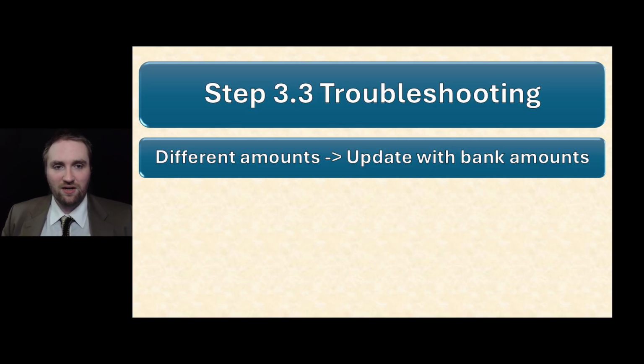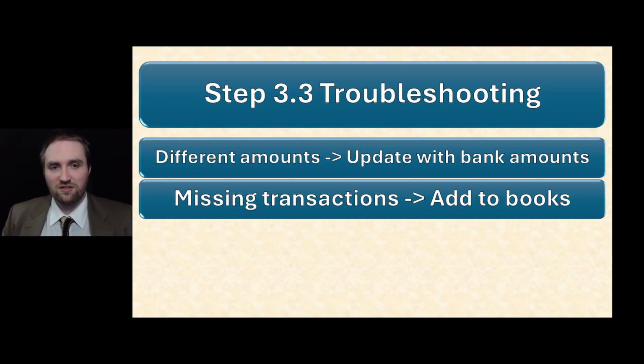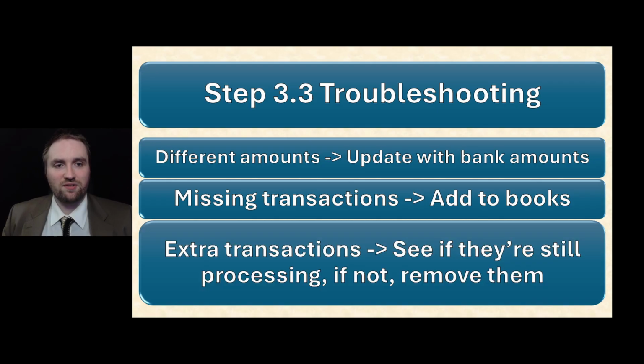If your books have different amounts, update them with the bank amounts. If your books are missing transactions, add them to the books from the account statement. If your books have too many transactions, see if there's anything still processing in the bank, or if those extra transactions landed in the next period rather than the period you're reconciling. If you still have too many transactions, defer to the statement and remove the extra transactions from your books.